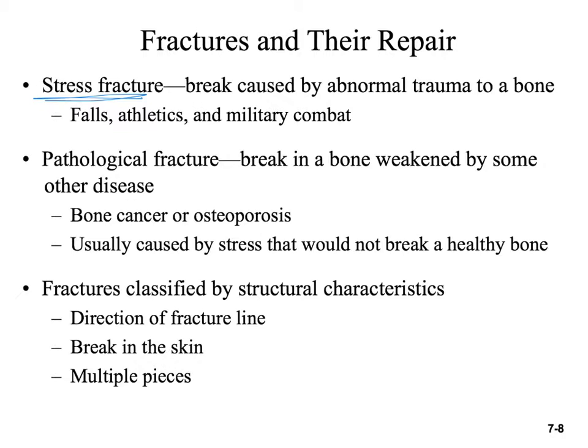Another type of fracture is a pathological fracture, pathological referring to disease. When you have a pathological fracture, it's a break in the bone because the bone has been weakened by some sort of disease, usually some kind of cancer or osteoporosis, which we'll talk about in just a second. That weakens the strength of the bone and allows the bone to break more easily.